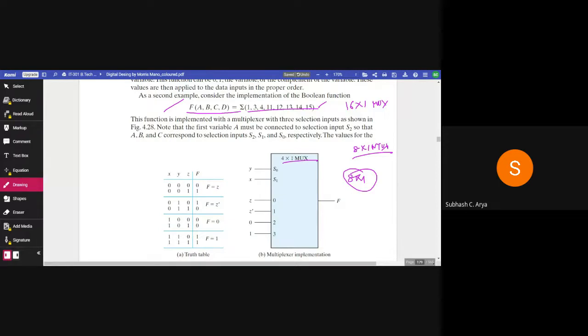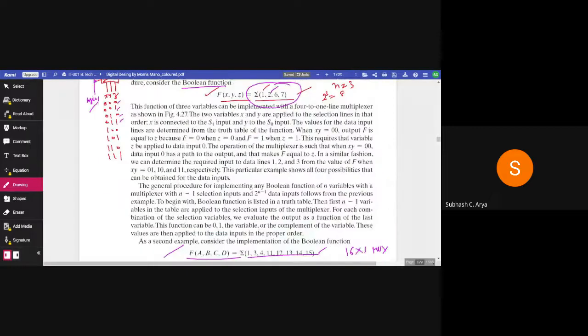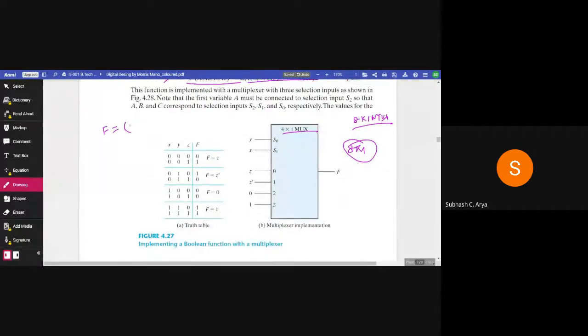So how to do this? The Boolean function requires a larger size, but the hardware available is of lesser size. So how to realize that, you can see from here. Let us see this 4 cross 1. What was the function? Function is equal to summation 1, 2, 6, 7. So you can see this is 0 1 2 3 4 5 6 7. All 8 combinations are available as a function of x y z, and you can see here f is 1 at 1, f is 1 at 2, f is 1 at 6, and f is 1 at 7. Okay.